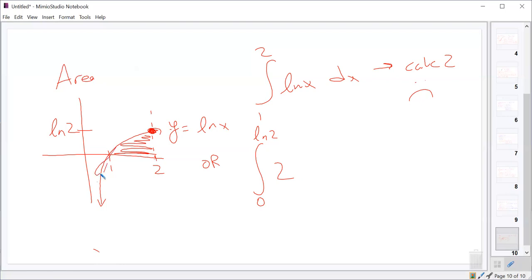What's the left function? What function bounds the left part of this region? This does, right? The natural log function, right? On the left, for any y value that I choose, suppose I choose this y value, the right function is x equals 2. The left function is natural log of x. But we have to write that function in terms of y. So if y equals natural log of x, what does x equal?